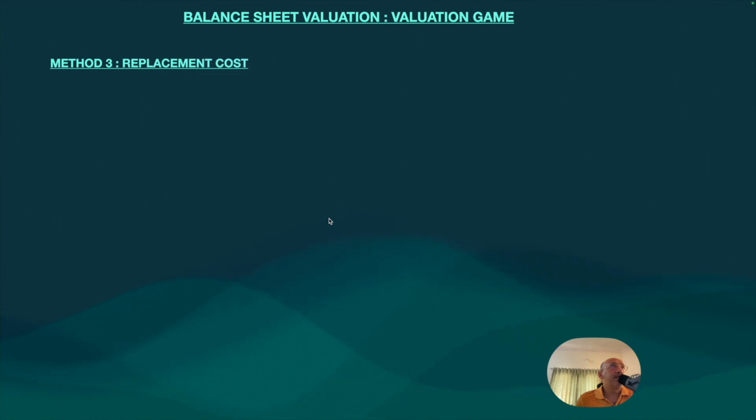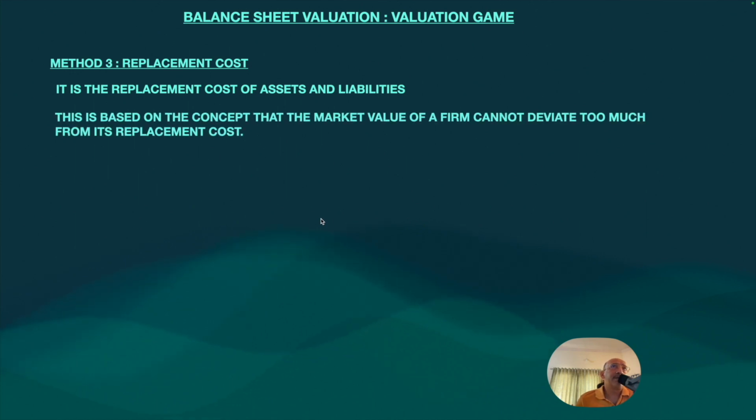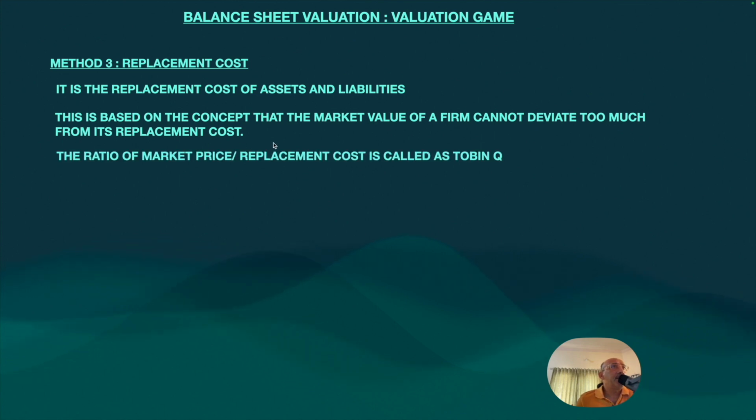See, next, coming to the third point, which is the replacement cost. It is the replacement cost of assets and liabilities. Okay. Now, this is based on the concept that the market value of a firm cannot deviate too much from its replacement cost. So we have to understand this. The market value of a firm cannot deviate too much from its replacement cost. The ratio of the market price to the replacement cost is called the Tobin-Q ratio.